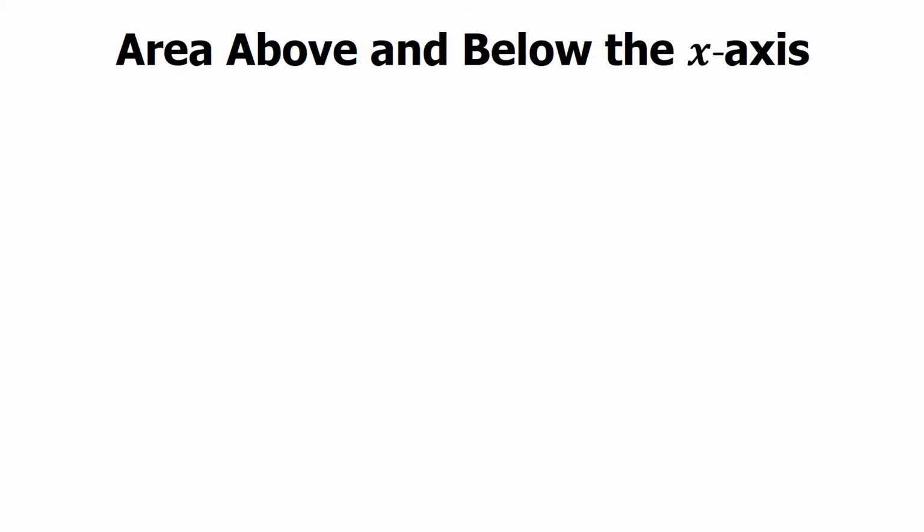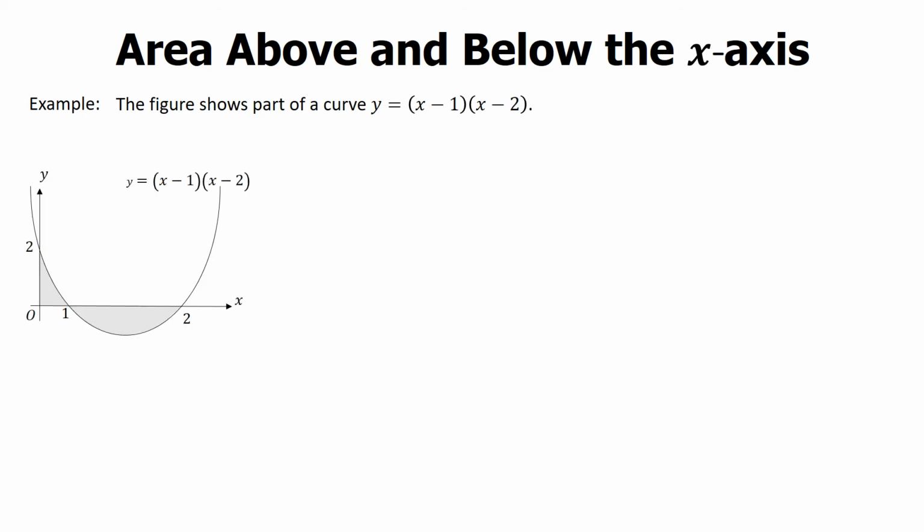Now let's see an example about area above and below the x-axis. Here is the example. The figure shows part of the curve y equals x minus 1, x minus 2. So here is the figure. Find the total area enclosed by the curve y equals x minus 1, x minus 2 and the x-axis, which is the shaded region.